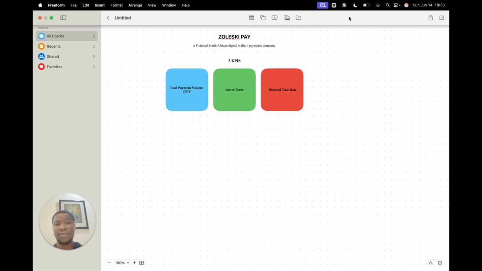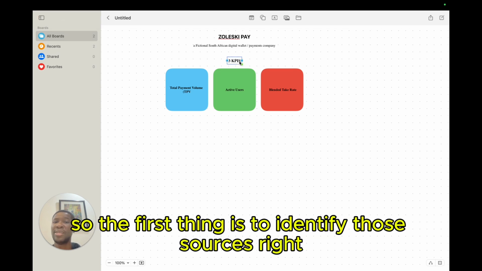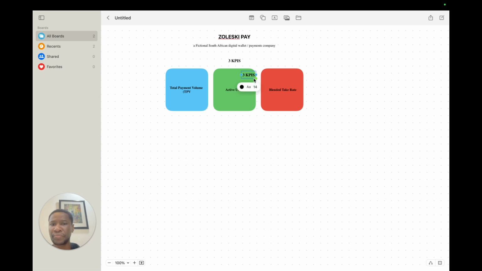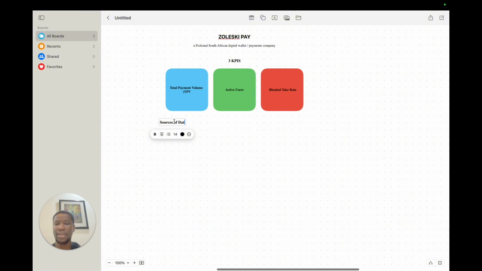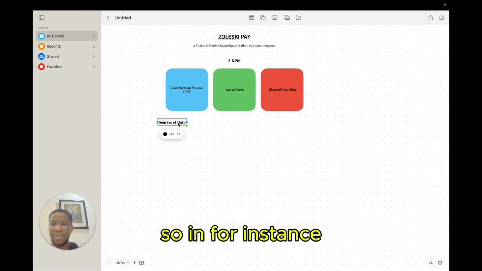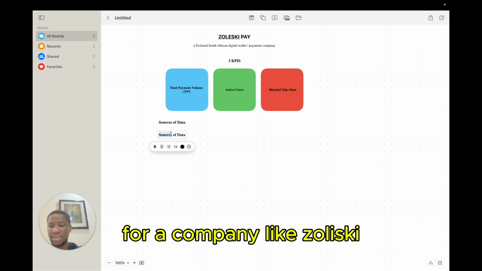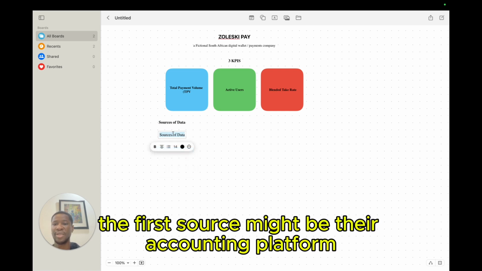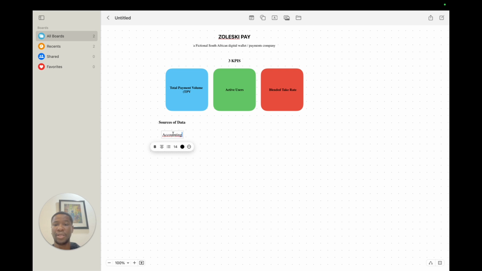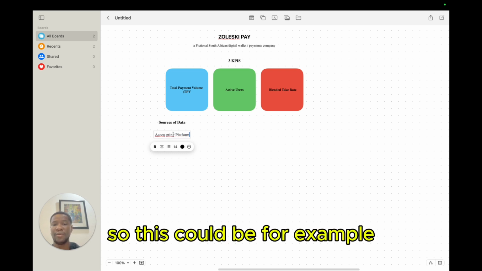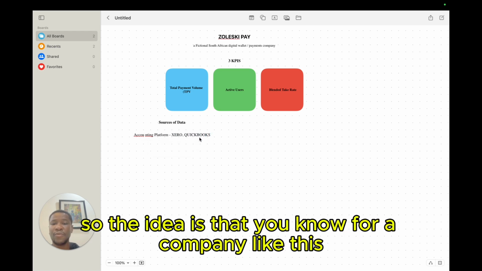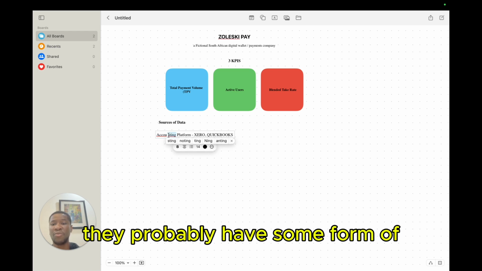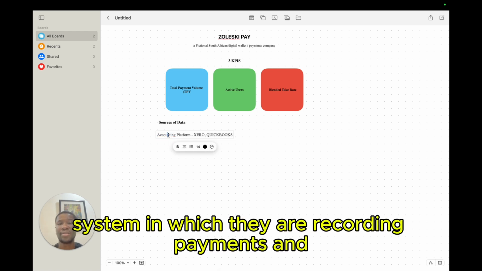And in a lot of instances, you have data across different, I would say, sources. So the first thing is to identify those sources, right? So for example, I'm just going to draw here. I would say sources of data. And for instance, for a company like Zoleski, the first source might be their accounting platform, right? So this could be, for example, their Xero or QuickBooks, right? So the idea is that, for a company like this, they probably have some form of system in which they are recording payments and all of that.